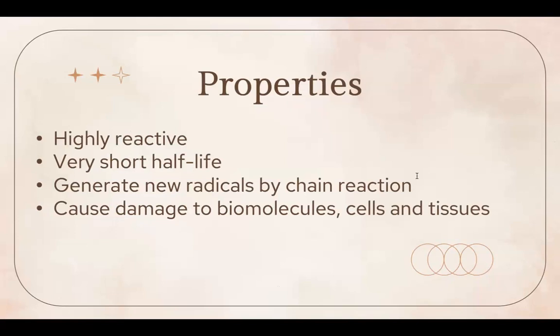They can be reactive metabolites or intermediates. Once a free radical is activated, it becomes very, very reactive, and it has a short half-life. The shorter the half-life is, the more reactive the molecule is. And they generate new radicals, so it's like a chain reaction. One free radical will go on and generate more free radicals, and this eventually causes damage to the biomolecules, the cells, and the tissues.